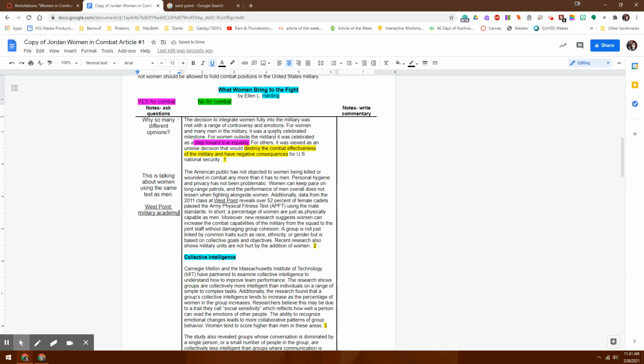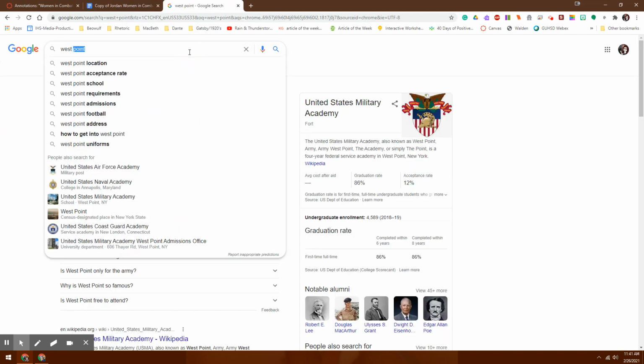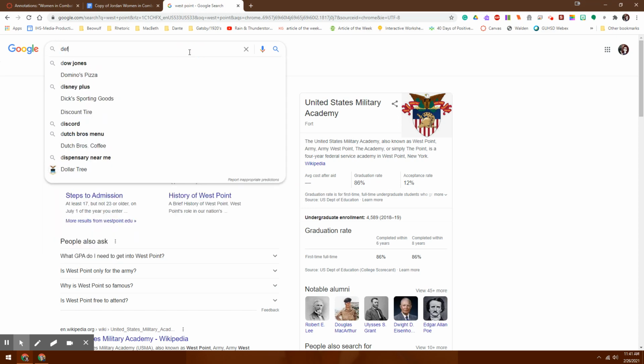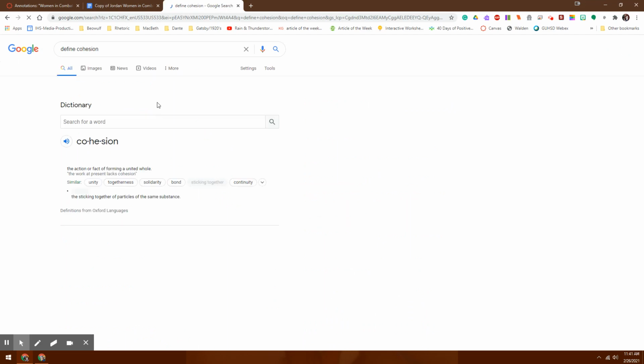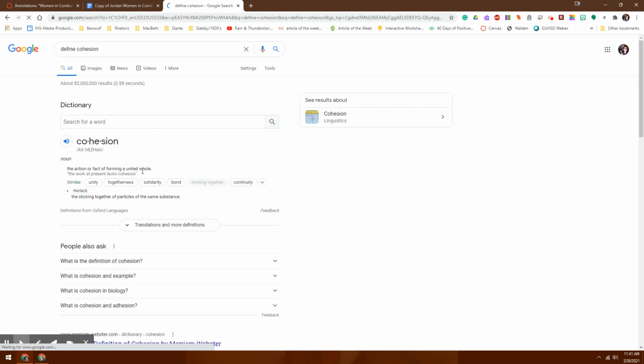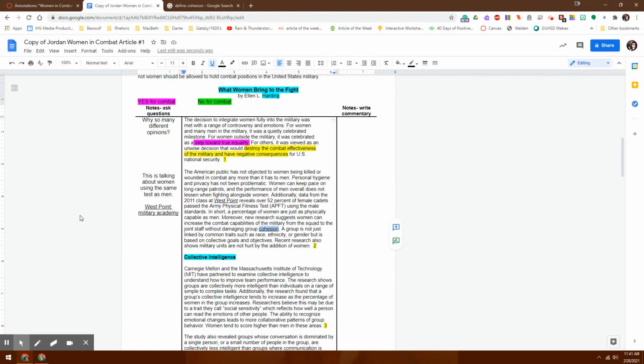Okay. There's a couple other words here that were a little bit iffy, like cohesion. So I'm going to underline that, and I'm going to come back to my Google search. I'm going to define cohesion. A united whole or sticking together. So then I'm going to come down here and I'm going to define that.